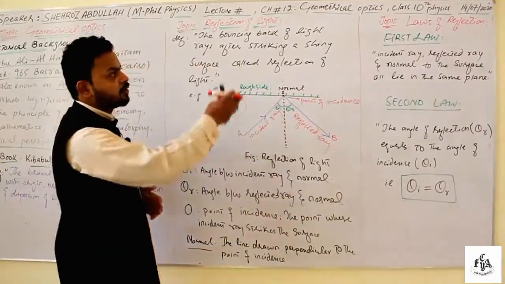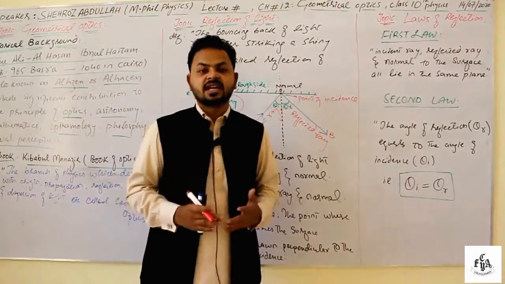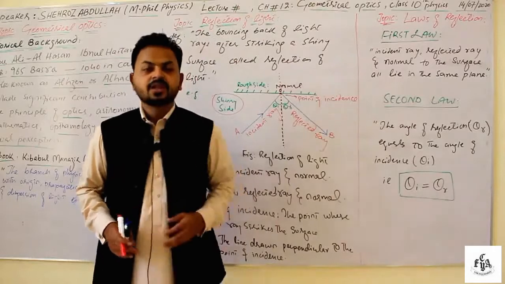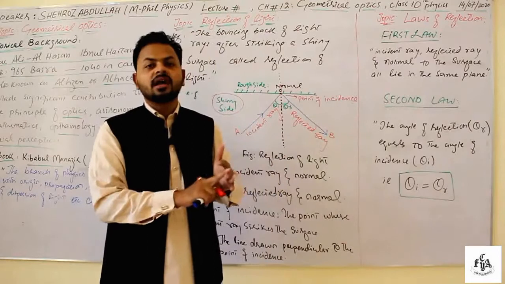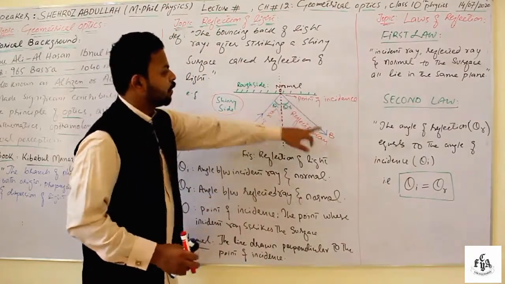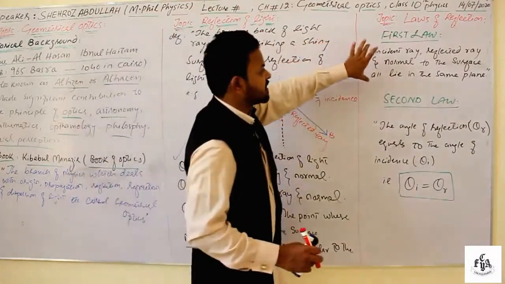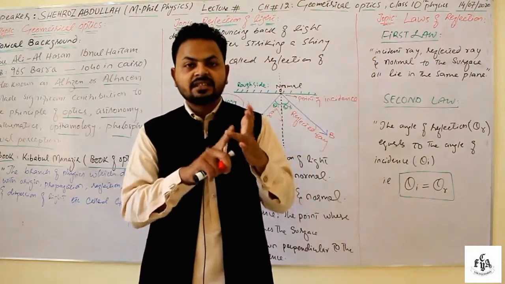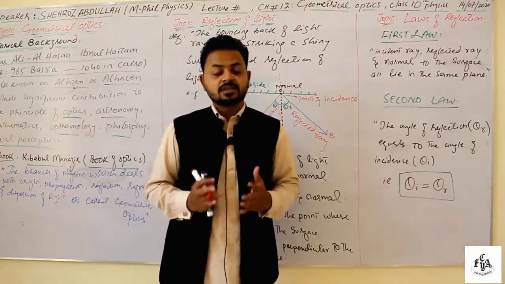Now we move on to the laws of reflection. These laws were presented by the Muslim scientist Ibn al-Haytham. There are two laws of reflection. The first: the incident ray, reflected ray and normal lie on the same plane. Look, AO, OB and the normal at O all lie on a single plane. This is the first law of reflection.